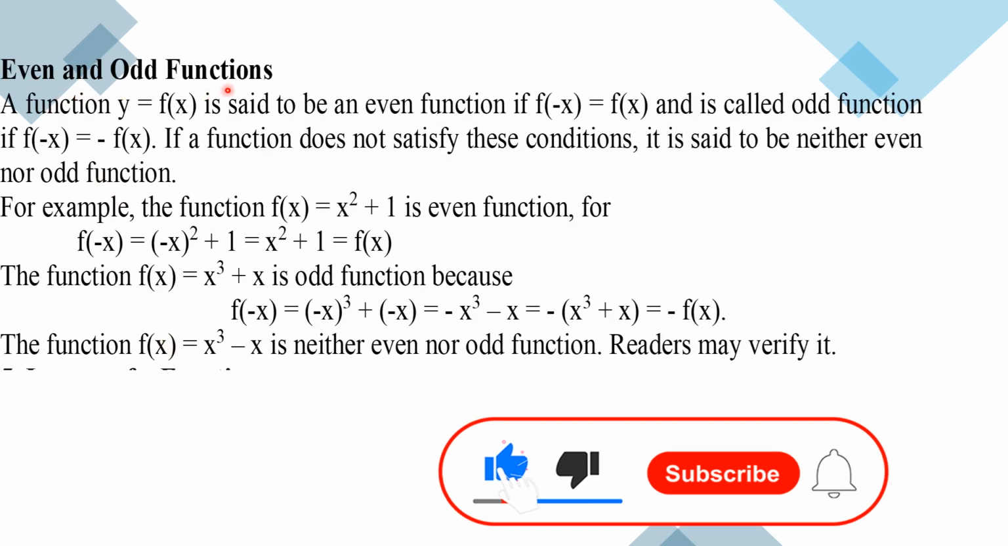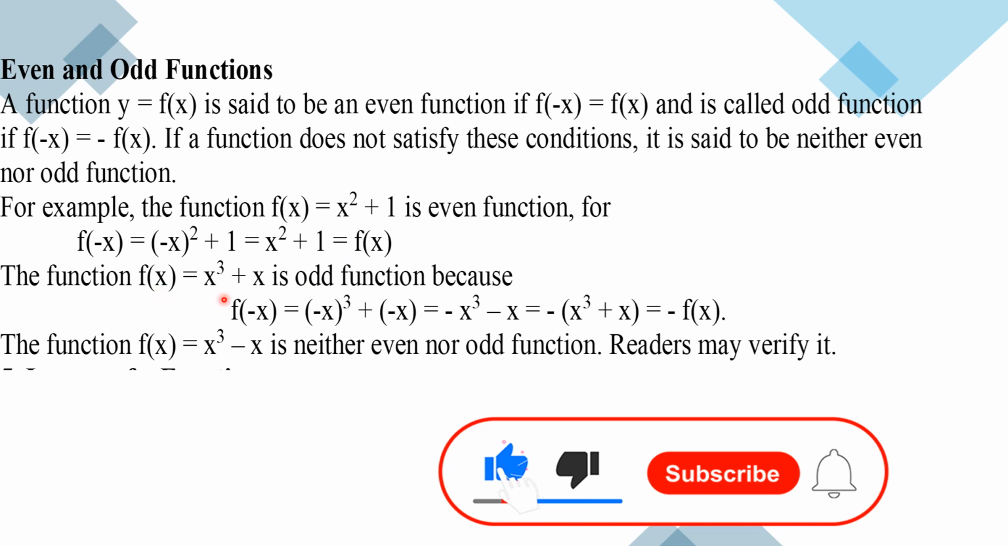Now, even and odd functions. A function f is said to be even if it satisfies f of minus x is equal to f of x. So any function that satisfies this equation is called an even function. For example, f of x equals x square plus 1. If we replace x with minus x, we get minus x squared plus 1, which is x square plus 1, so we have f of x. So f of minus x is equal to f of x, which means it is an even function.